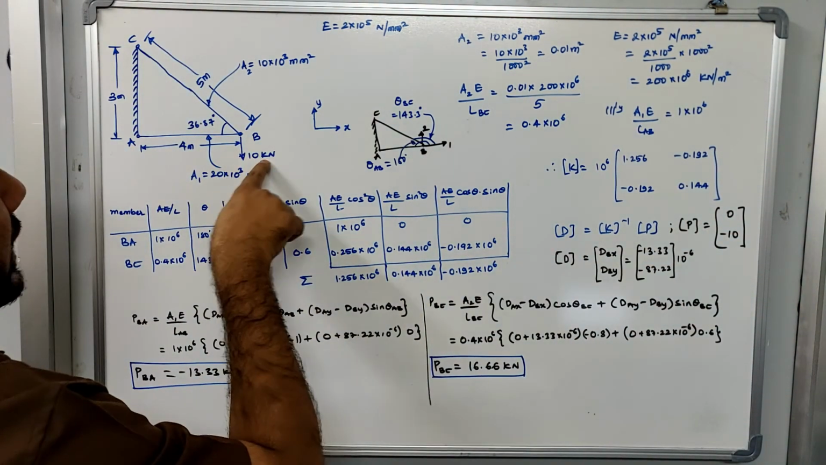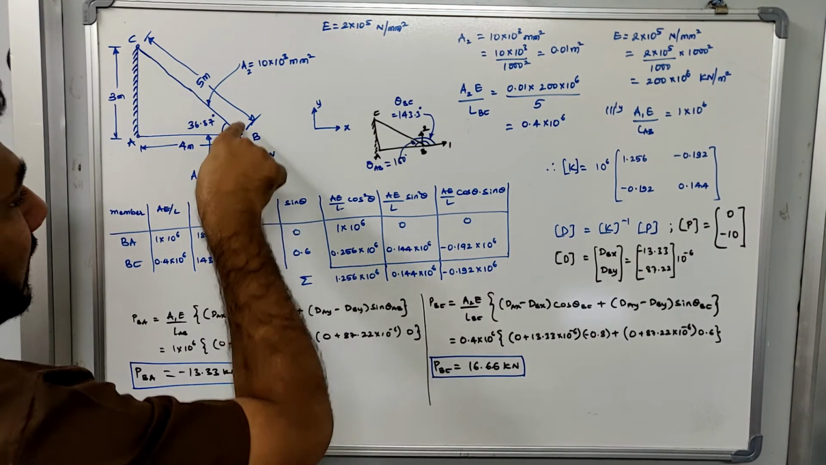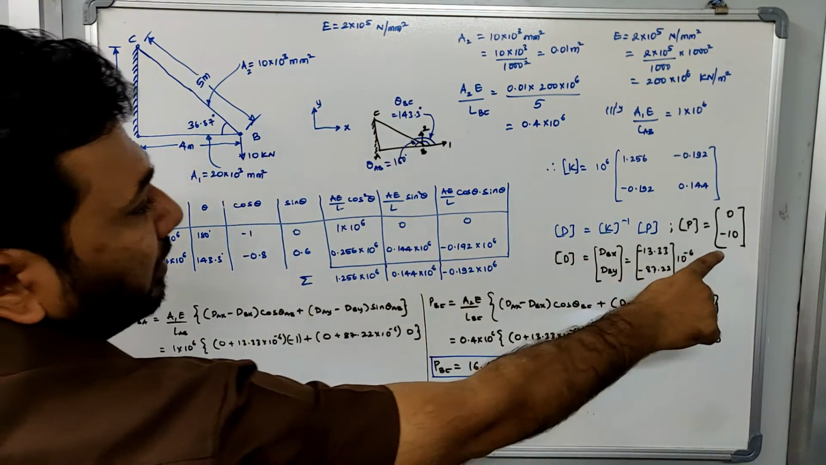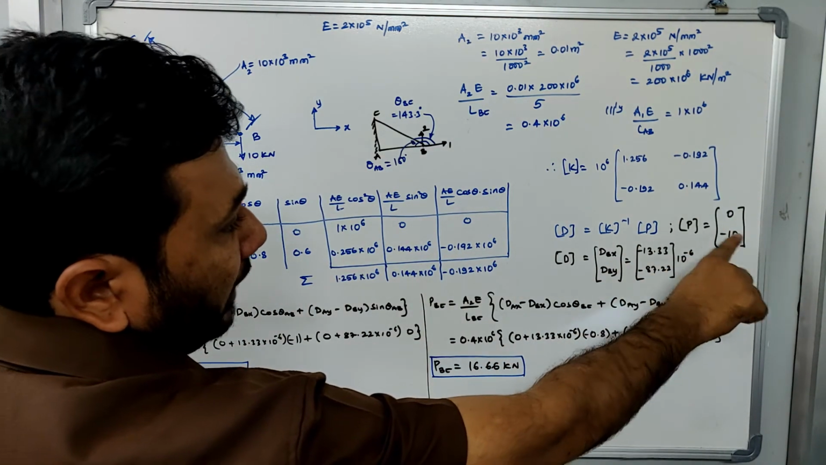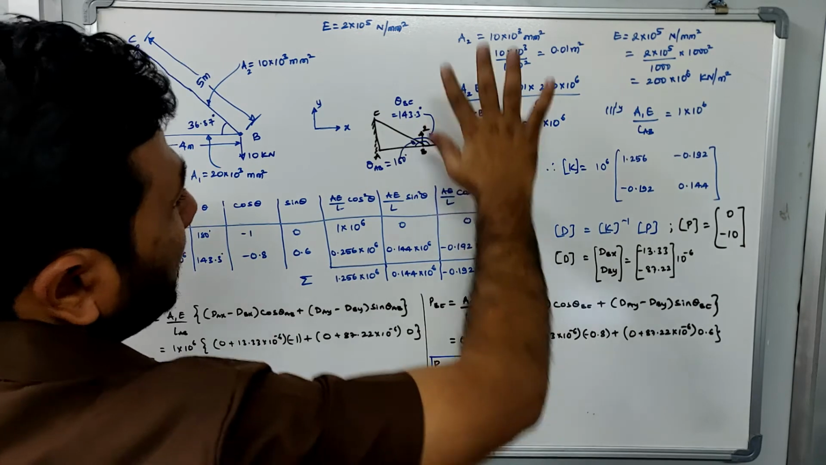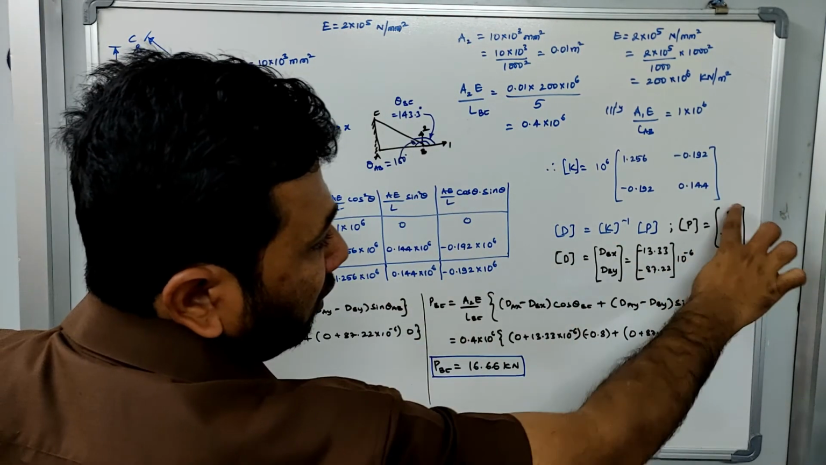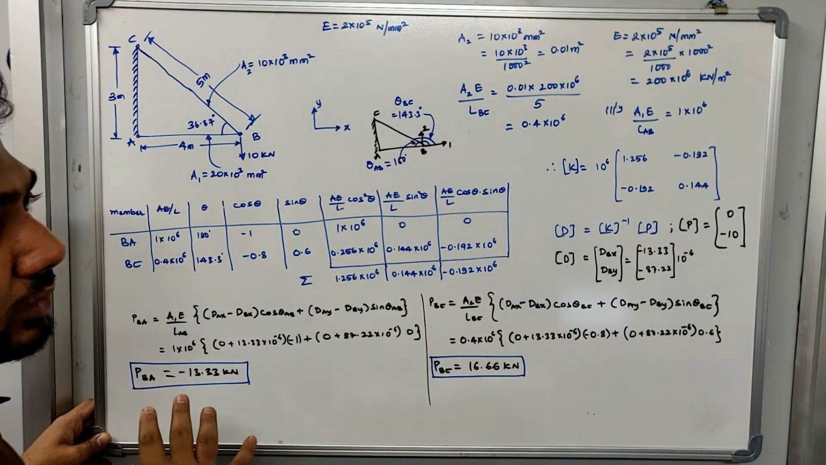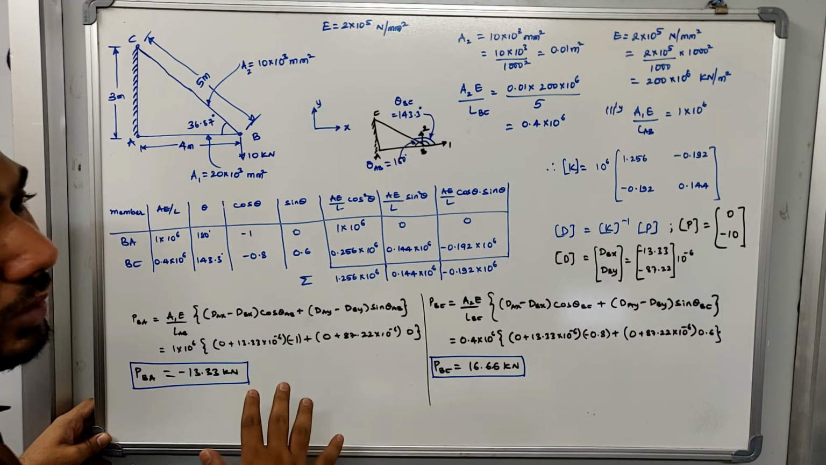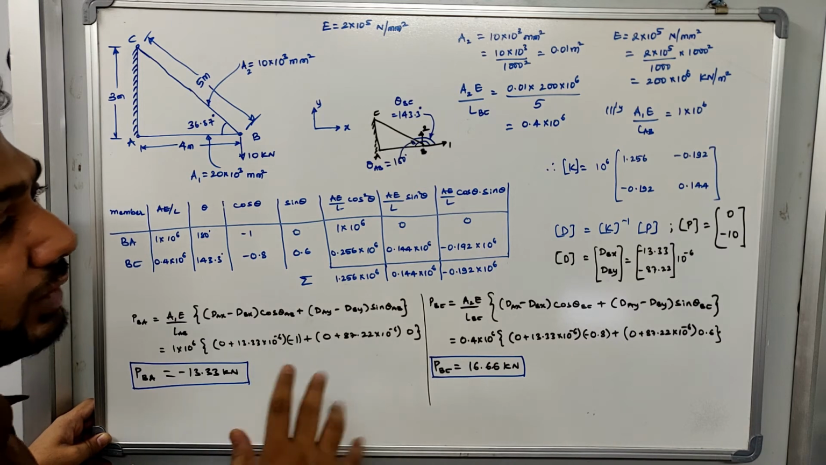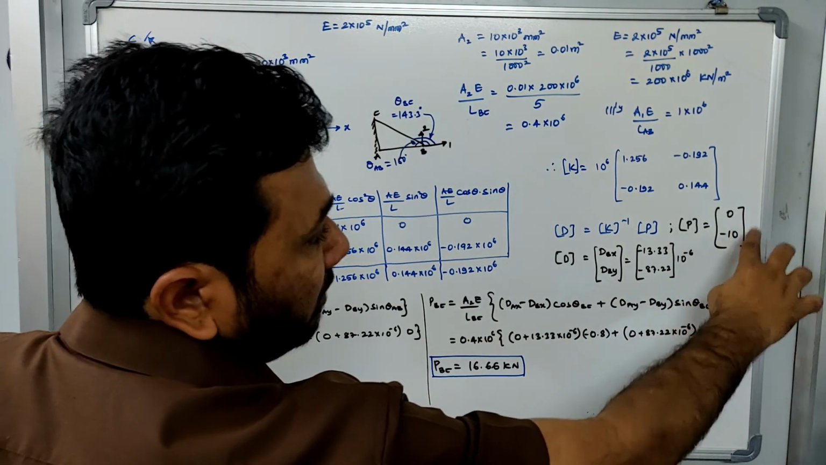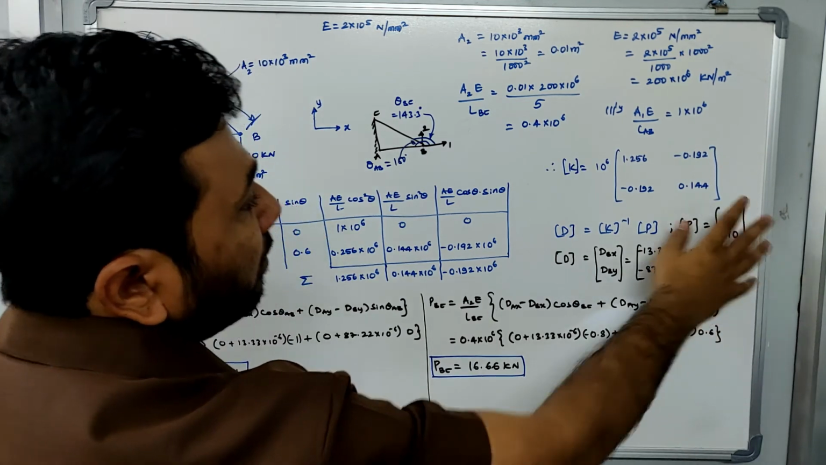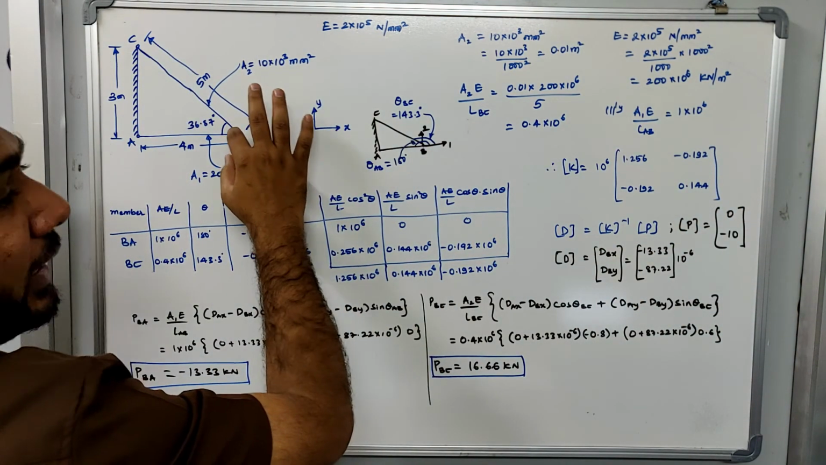Now look at this 10 kilonewton: is it acting in the direction of the coordinate or in the opposite direction? It is acting in the opposite direction, so that's why I am taking it as minus 10. See here one more time. In this method, while solving this stiffness, I am not using minus of this matrix. Previously, in all the videos, if I solved a continuous beam, a sway frame or a non-sway frame, I used to take the negative of this matrix. Now you don't take the negative of that matrix. Why are we not taking the negative of the matrix? Because we are directly using the applied forces at the joint.